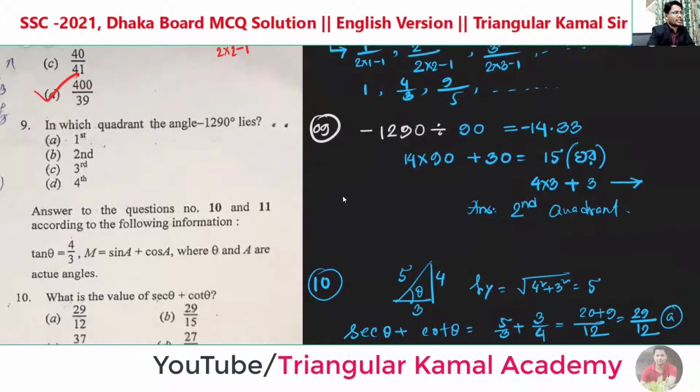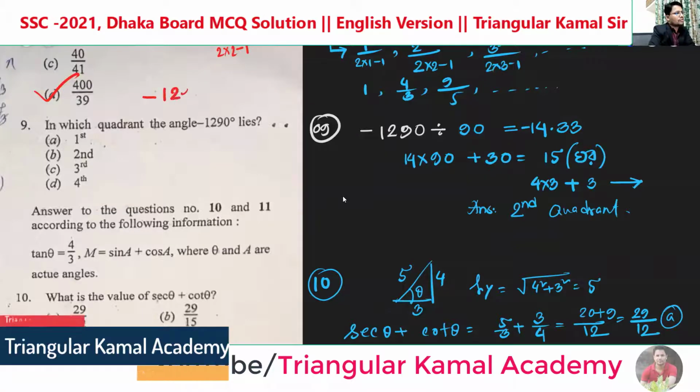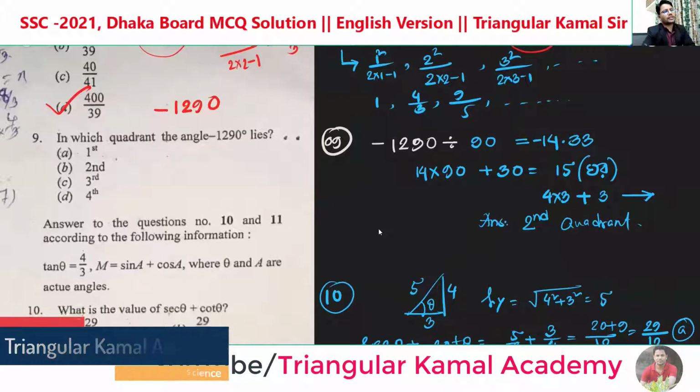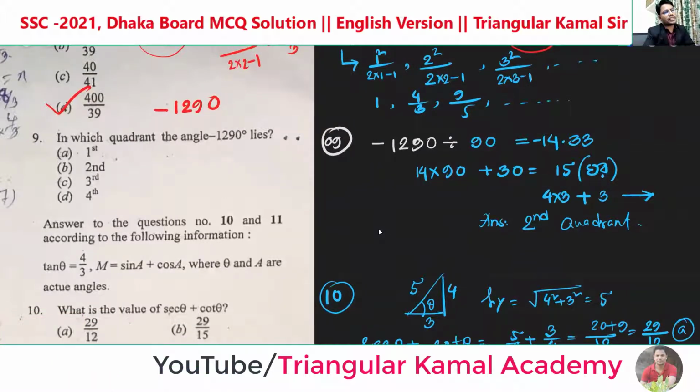Find the quadrant. Here, minus 1290 lies in which quadrant? So the first step is that you have to divide this by 90, because every 90 degrees changes one quadrant to another quadrant. After doing the division, we get minus 14.33. If we multiply 14 by 90, it will be 30 less than this one. So add this. So there are now 14 steps, 14 quadrants, then the next quadrant.